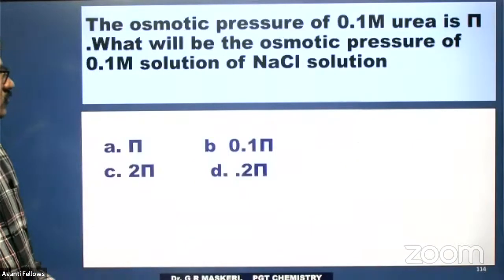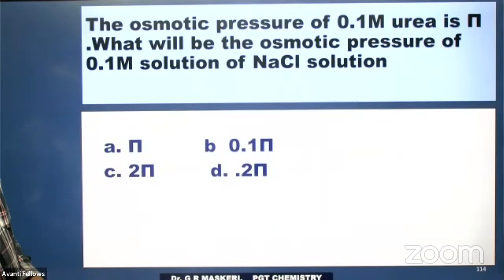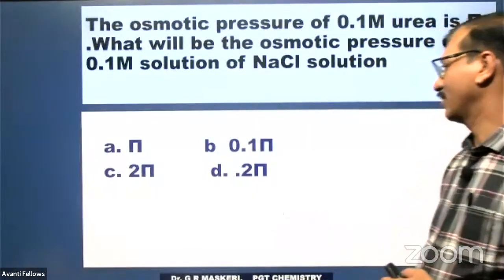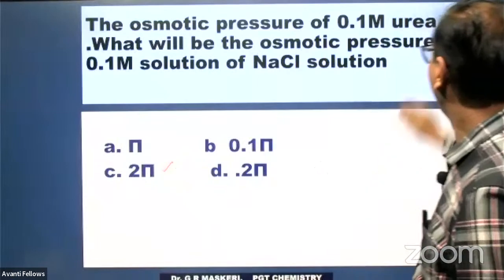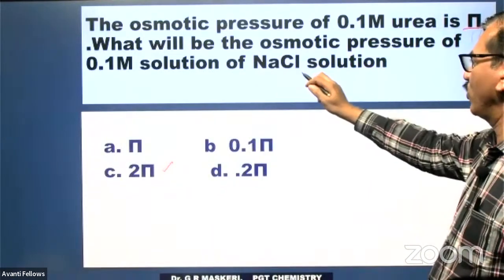Okay, fine. The osmotic pressure of 0.1 m urea is pi. What will be the osmotic pressure of 0.1 m solution of NaCl? 2 pi. Option C. 2 pi or 0.2 pi? 2 pi, option C. Yes, option C is the right answer. If this is pi, for NaCl, the i value is 2, therefore it should be 2 pi.